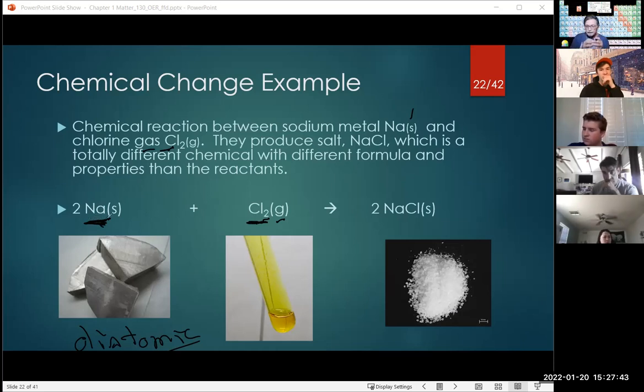They react together, and guess what? They make something you can put on your French fries. Sodium chloride, aka table salt. And this is the fascinating part for me, from when I first saw this crazy reaction 100 years ago when I was starting to learn chemistry. The only difference that happened here is that sodium lost a tiny electron, and chlorine picked up that electron. There was a transfer of an electron.